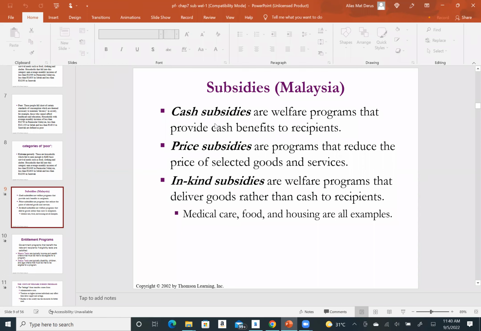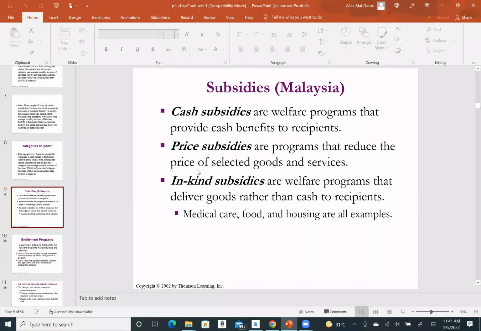Now the second one is called cash. Cash subsidy is a subsidy in which the aid will be in the form of money. Cash benefit to the recipient. For example, the welfare subsidy to old citizens, or disabled citizens, or very poor households. They are given, say, 600 ringgit per month. So that is cash subsidy.